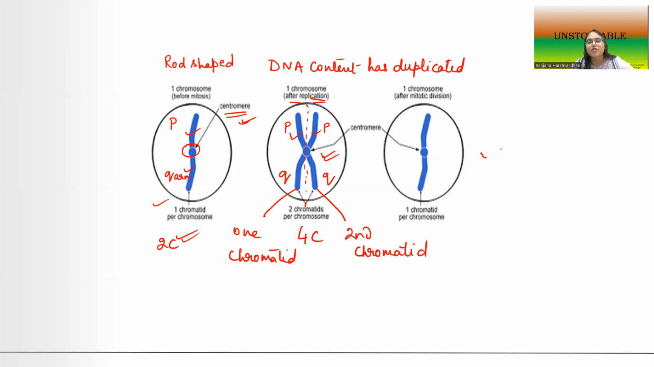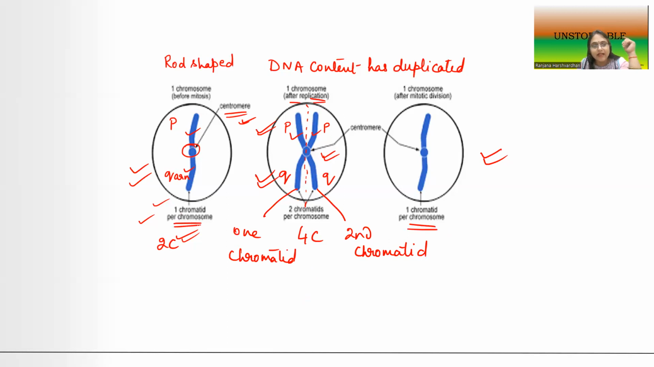So this is one chromosome, this is also one chromosome, and this is also one chromosome. All three diagrams show only one chromosome. But what is different in the second diagram? The second diagram shows two chromatids instead of one chromatid, which is seen in the first diagram and in the third diagram, where you can see one chromatid per chromosome written.